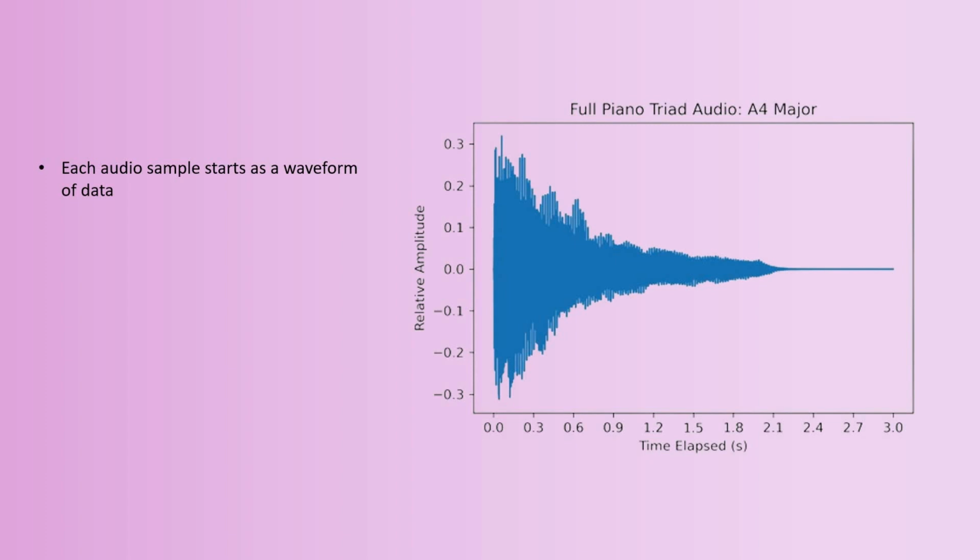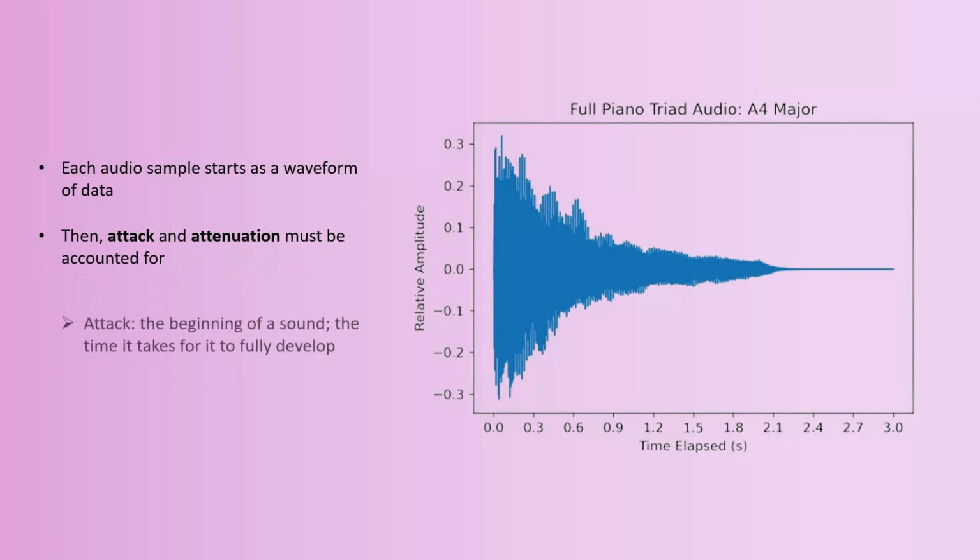First, each audio sample starts as a waveform of data. The graph shown on the right was part of a collaboratively written article, Relative Periodicity of Empirical Audio Samples with Application to Dissonance Perception, where we also test the same methodology on sample piano triads, which are sets of three pitches. Once we have our waveform of sound, attack and attenuation must be accounted for.